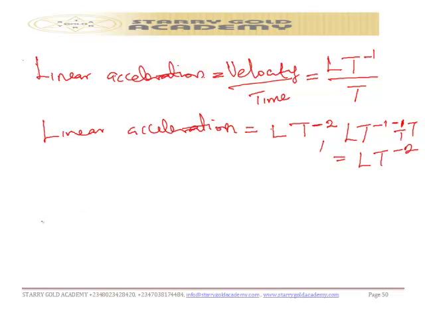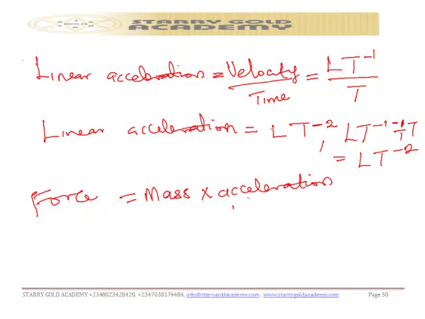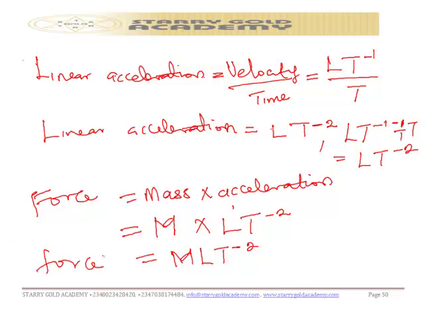Now, we can also have our force, which is what? Mass multiplied by acceleration. Now, we have our mass to be M, and we have our acceleration to be LT minus 2. Therefore, at the end of the day, our force is going to be MLT minus 2. Hope you are getting it now.